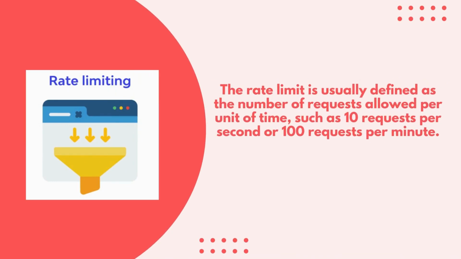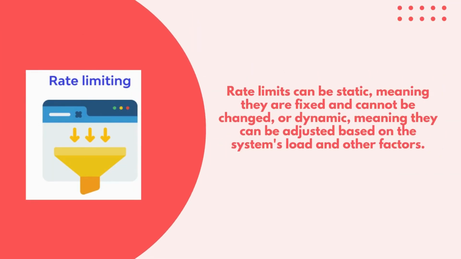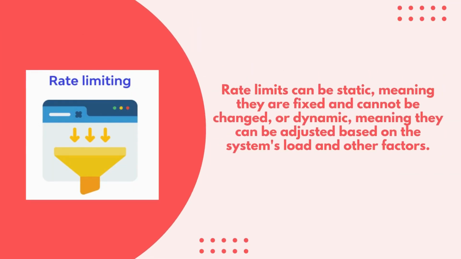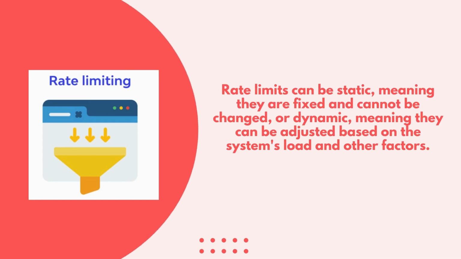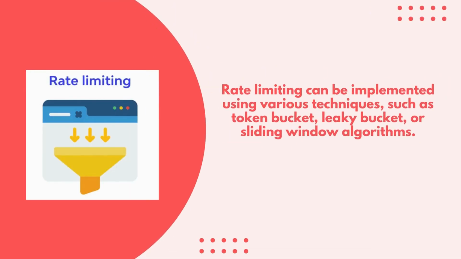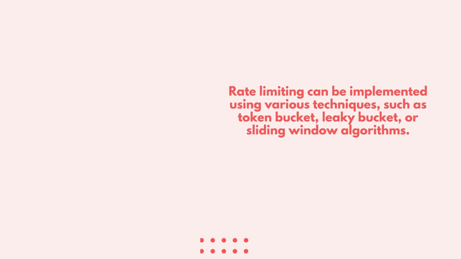Rate limit is usually defined as a number of requests allowed per unit of time, such as 10 requests per second or 100 requests per minute. Rate limits can be static, meaning they are fixed and cannot be changed, or dynamic, meaning they can be adjusted based on the system load and other factors. Rate limiting can be implemented using various techniques such as token bucket, leaky bucket, or sliding window algorithm.